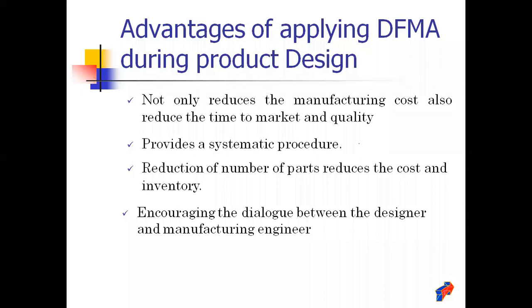As we have already discussed, whenever the parts are reduced, the time taken to produce a product gets reduced, and the time taken to assemble the parts is reduced. So whenever the number of parts involved in a product is reduced, the cost involved is reduced, and the time involved is reduced, and we can produce this optimized product. Okay. Last one, encouraging the dialogue between the designer and the manufacturing engineer. Here the designer and manufacturer will have a detailed discussion about the product. Okay.